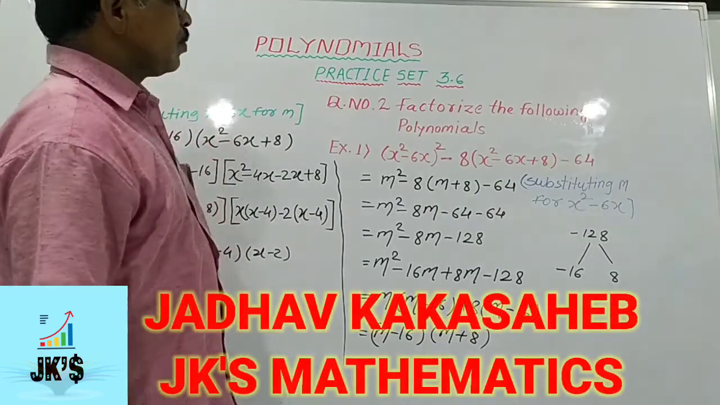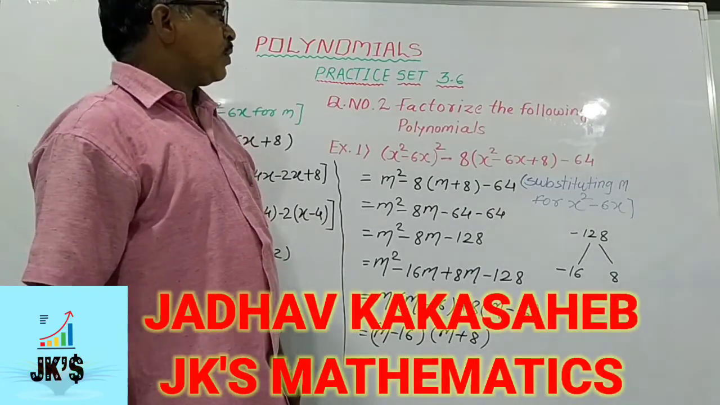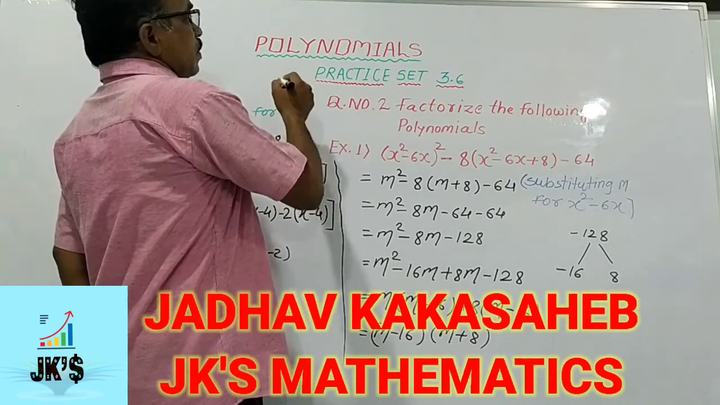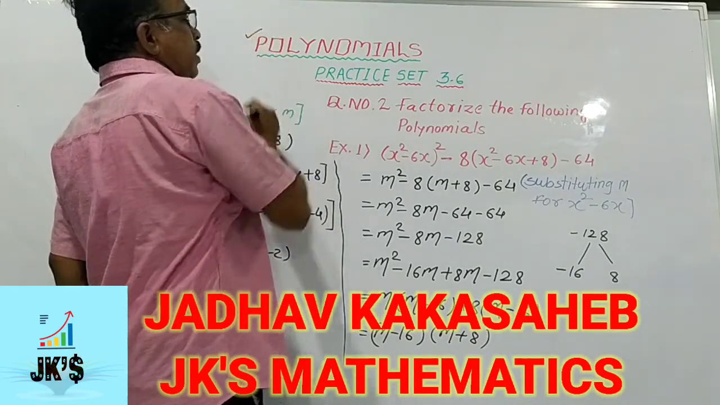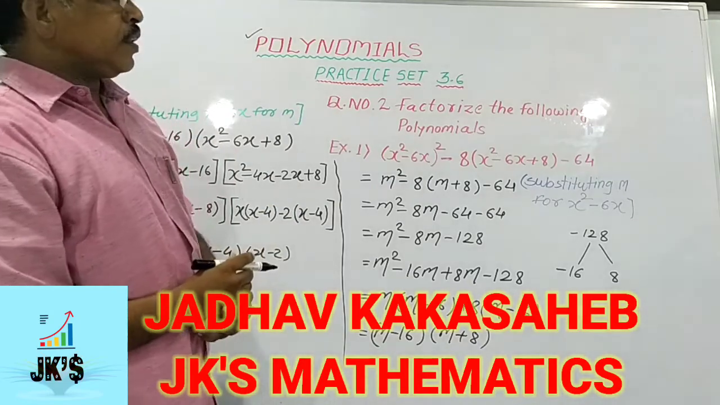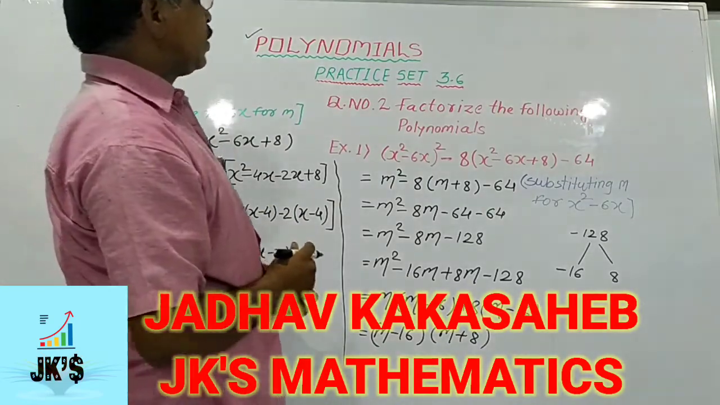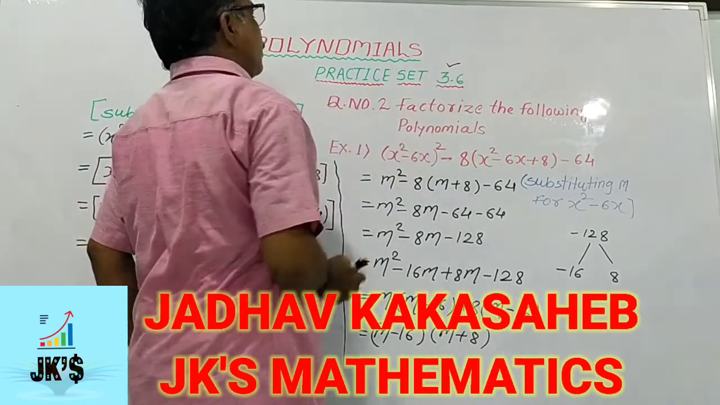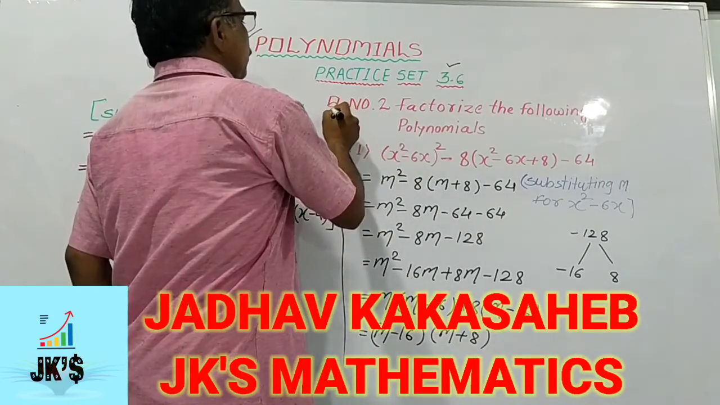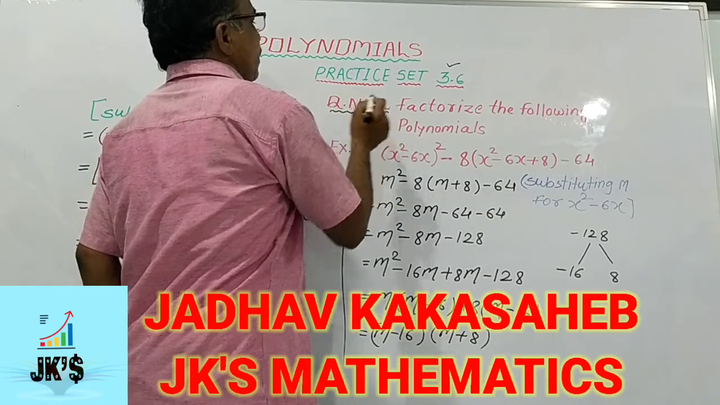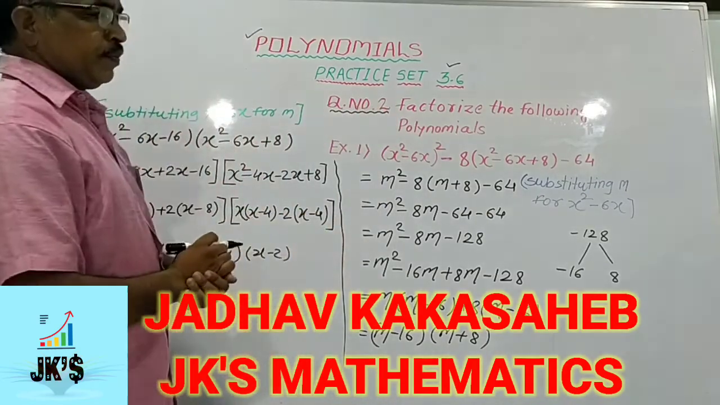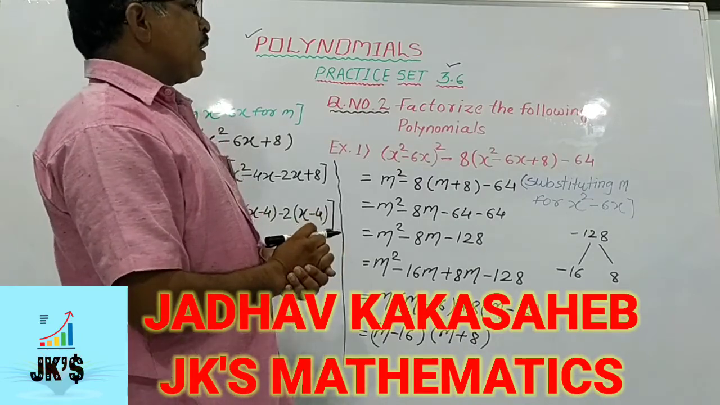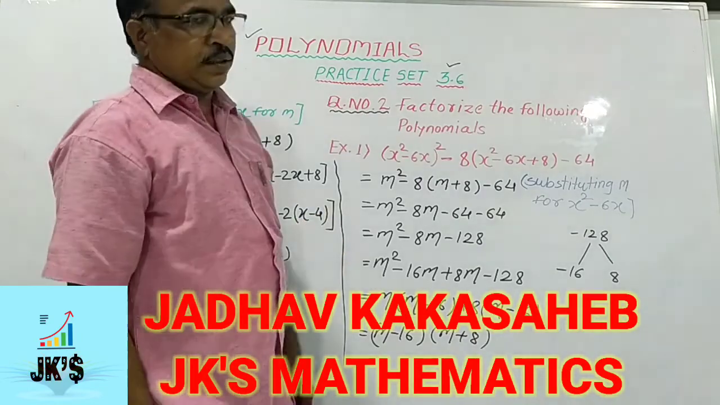Today we are studying the chapter Polynomials, and in this chapter the last practice set, 3.6, question number 2, which is the last topic of this chapter. Question number 2 is: factorize the following polynomials.